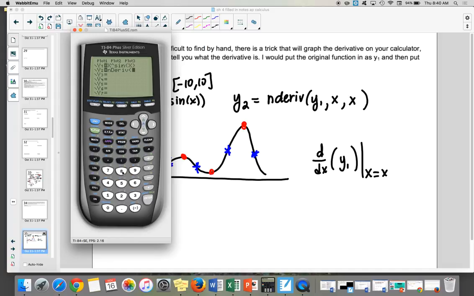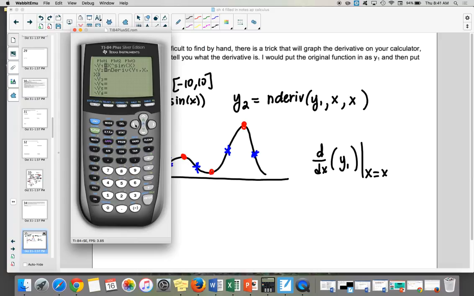So I'm going to hit the button that says vars. So everybody hit vars, variables. Y vars, function, y1. Okay, so it says nderiv y1, and we want to take it at every x value. So we do a comma, x, so that means take the derivative with respect to x, and then comma at every x value, so x. And you can end the parenthesis if you want to. And now what happens is if I hit enter, it's going to graph both y1, the original, and its derivative.